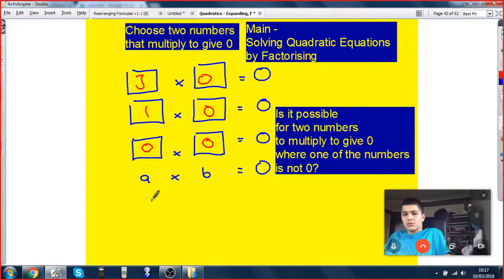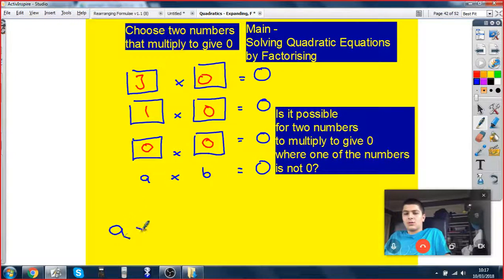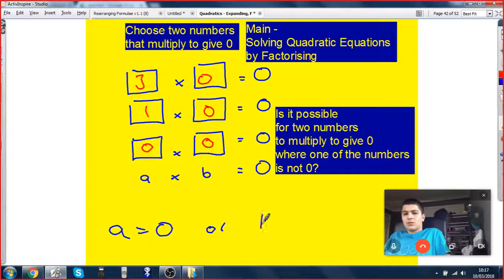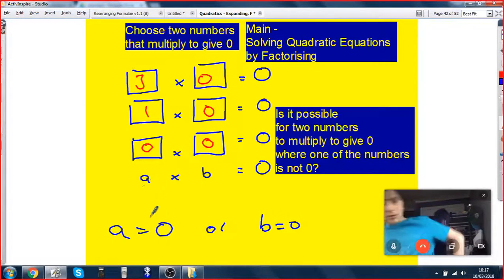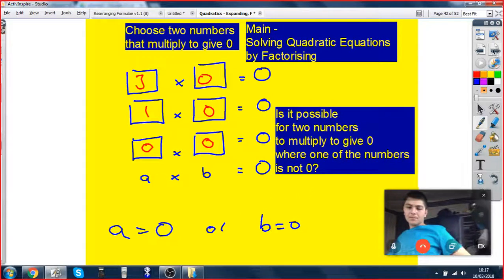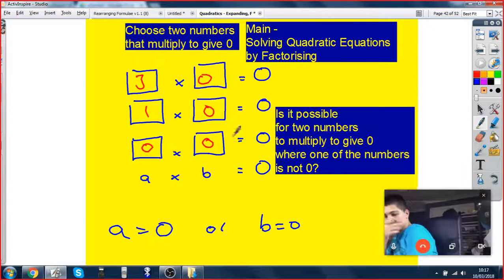And so if you see one number times another number and the answer is 0, you know that either A must be equal to 0 or B must be equal to 0. So either the first thing is 0 or the second thing is 0. Right, okay. Or like we saw in the middle one, they could both be 0.